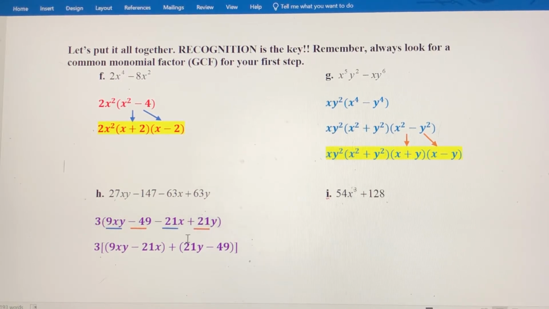21y was positive, it stays that way. 49 was negative, it stays that way. The reason I flipped those around is because this expression has a y in the first term, so I need to make sure those match up, okay? Again, I need my binomial to match when I factor out a GCF here and here.